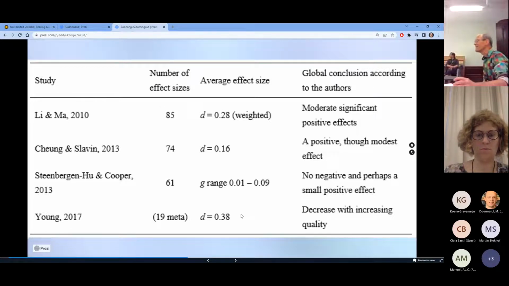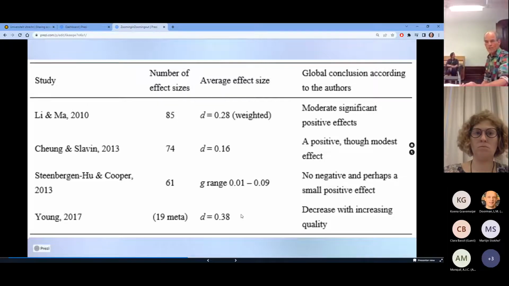Yes, please. Is there a question about the slide? The number of effect sizes, does that mean the last one is a meta-meta study with 19 meta? Yeah. So the question was, I'm going to repeat it because I'm not sure if people can hear you, what the 19 meta means, and it means that there are 19 meta studies.